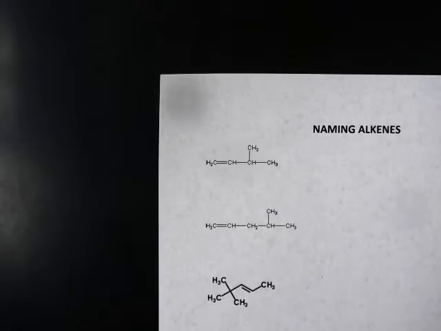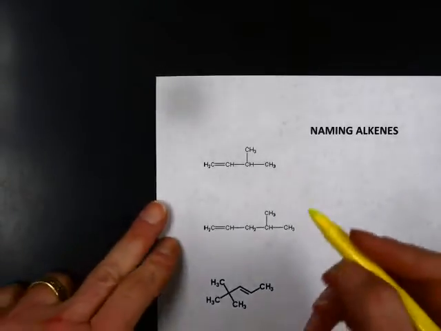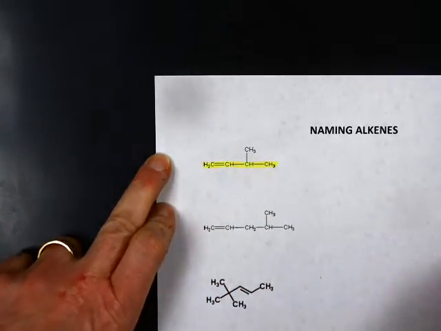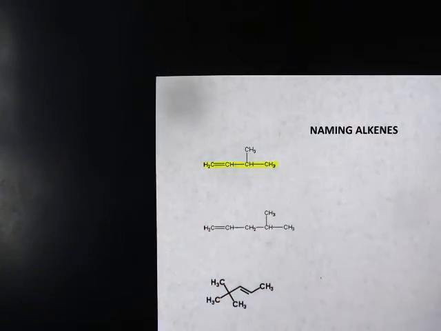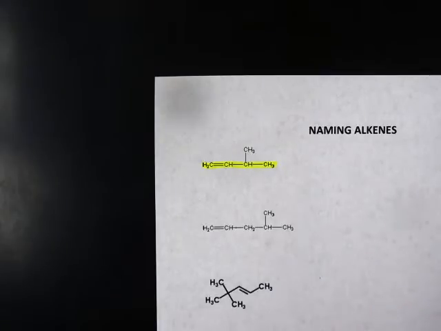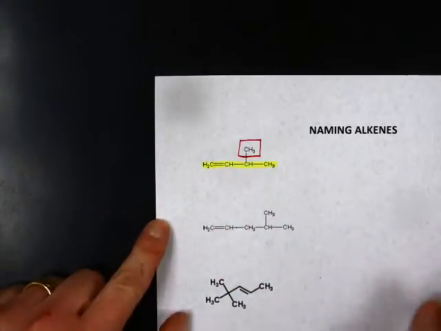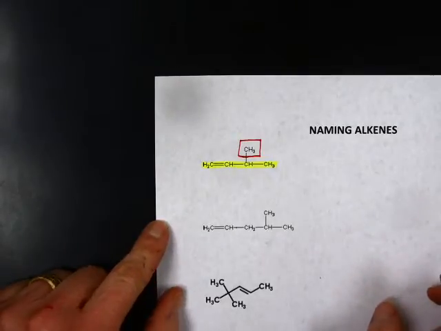Okay, let's take a look. Now we have some alkenes that do have branching. Let's just go right at it, see how that'll look. As usual, highlight the longest continuous chain. There it is. Then I ask myself, is there anything attached? Sure enough, there is. There it is. That's a methyl group. How will I number it?